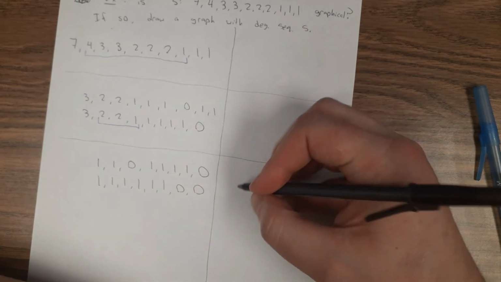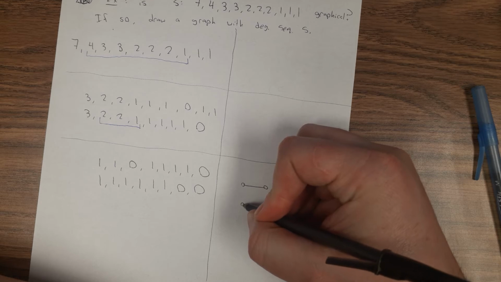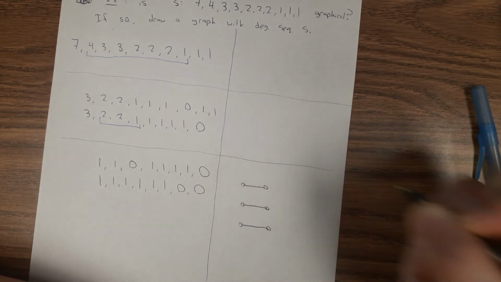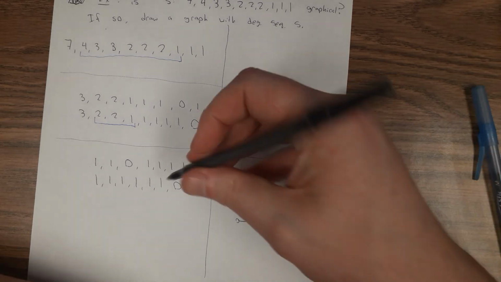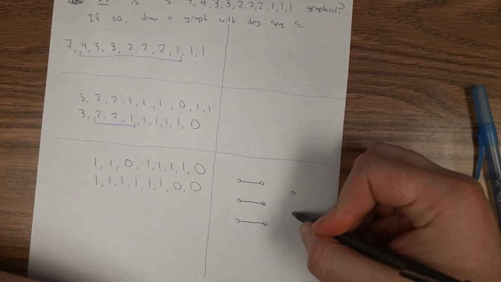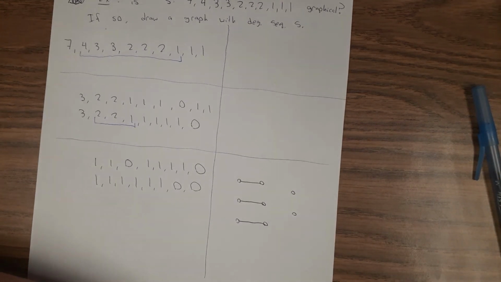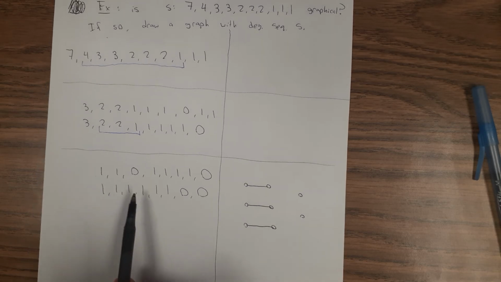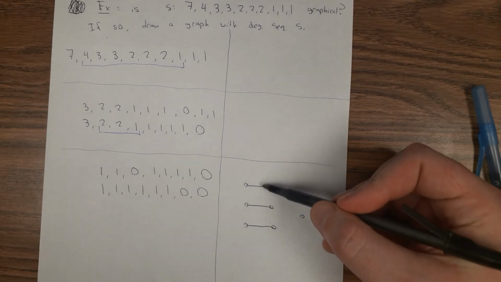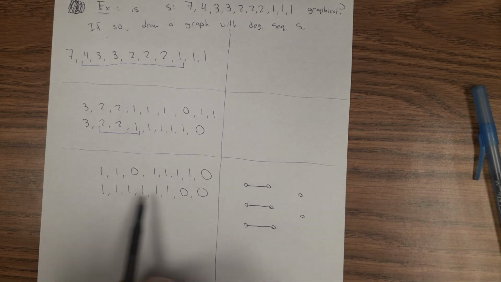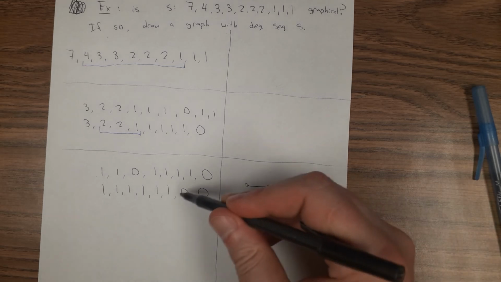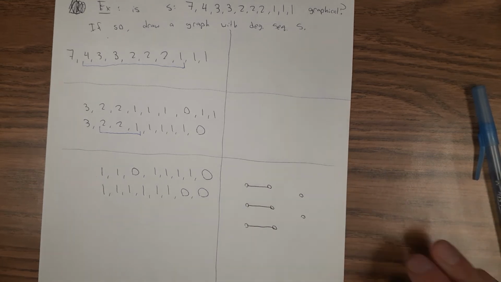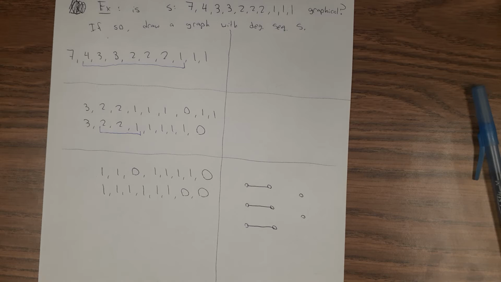I've got 6 1s. There's 6 vertices of degree 1. And then I've got 2 zeros. So there's 2 vertices of degree 0. See how easy that was? So basically, if you have any even number of 1s, you can do this. Like 6 1s just turns into 3 of these. And then zeros are even easier. You just draw vertices floating off in space, not doing anything.